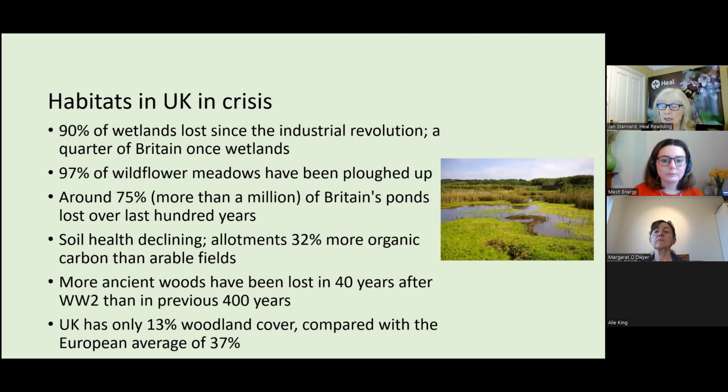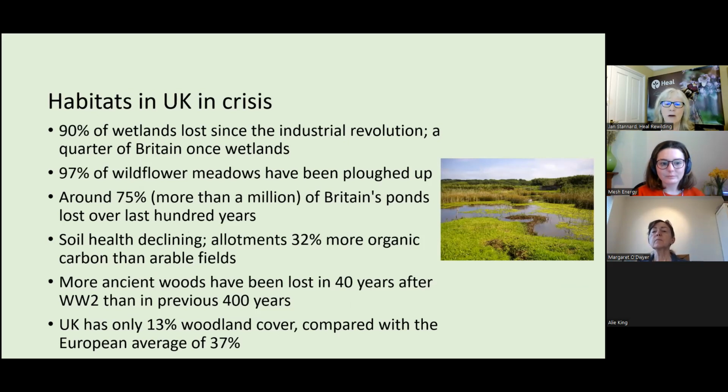And let's look at the habitat crisis. The animals aren't thriving because the habitats aren't there anymore. So wetlands, huge loss in wetlands. Imagine a quarter of Britain was once wet. It makes you realize how much the land has been drained in that time. Wildflower meadows, so few left, just fragments of wildflower meadows. Ponds, 1 million ponds have gone.